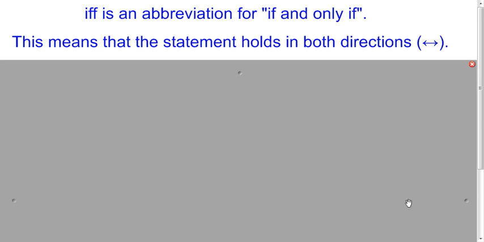So before I give you some properties, this is a common math abbreviation. You don't see this in other fields. "Iff," spelled with 2 F's, is not a misspelling. That means if and only if. So we've seen it before. Basically it means that the statement holds in both directions. So we use a little arrow here with arrows on both ends.